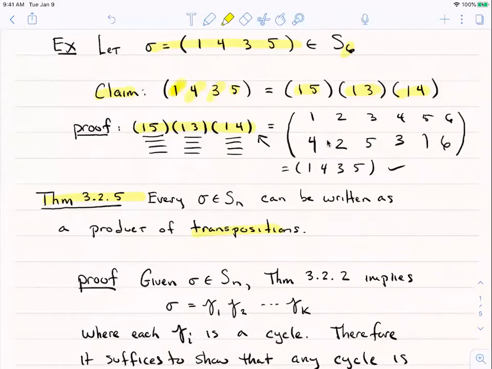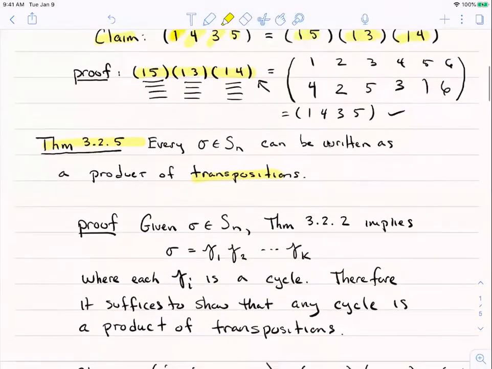If you like a more colloquial version of this statement, it's saying that every arrangement of n objects can be achieved by interchanging 2 of them at a time. It's an interesting interpretation. If you permute n objects, I can achieve that permutation just by switching 2 objects at a time. And in the proof, I'm going to give you exactly a recipe for how to find those switches.